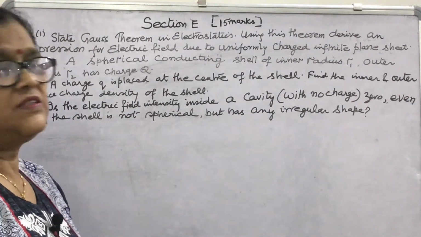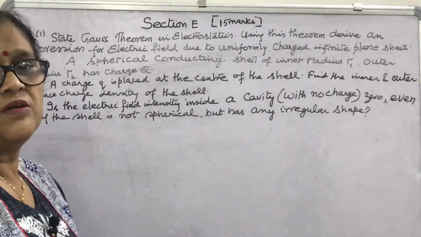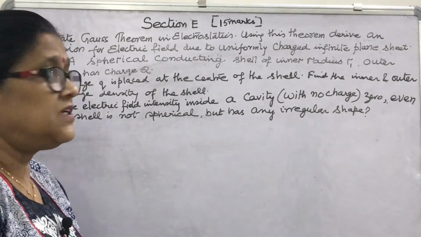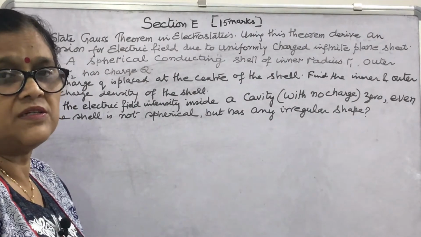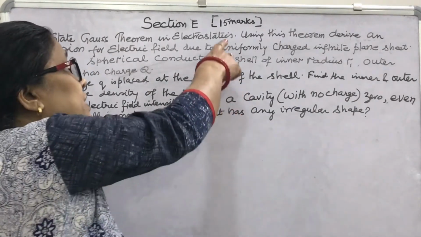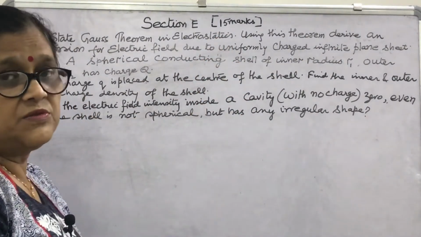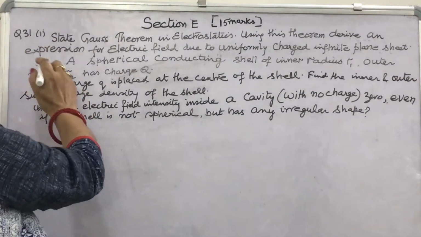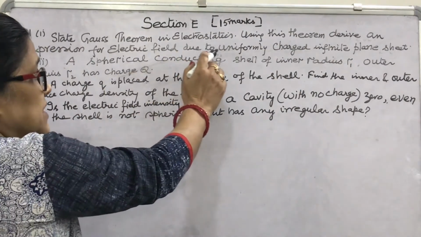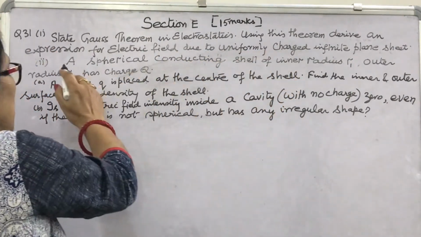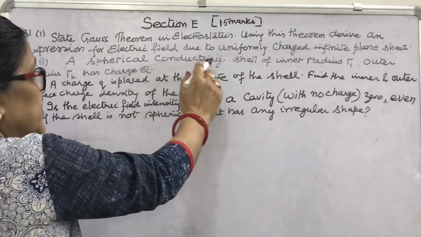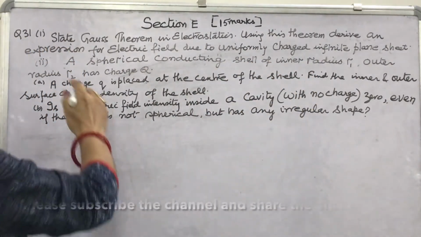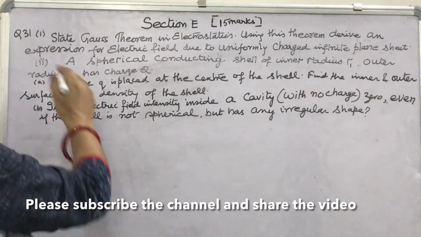Today we will discuss section E of the physics sample paper for class 12 CBSE board. This section contains 3 questions each of 5 marks, so total 15 marks. All these questions have internal choices. The first question: state Gauss theorem in electrostatics. Using this theorem, derive an expression for electric field due to uniformly charged infinite plane sheet. This is the first part of question number 31.